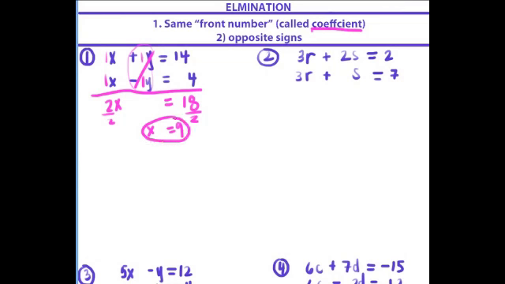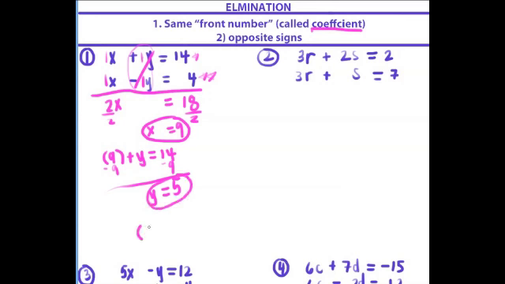Then, just like in substitution, we pick our favorite equation, whether it's the first one or the second one, and everywhere we see an x, we plug in a 9. Let's just go to the first one. Instead of writing x, I'm going to write 9, then plus y equals 14, and then I solve. To get rid of that 9, I subtract it over. So y equals 14 minus 9, which is 5. So I know x is 9, y is 5, and I have (9, 5) as my final answer.